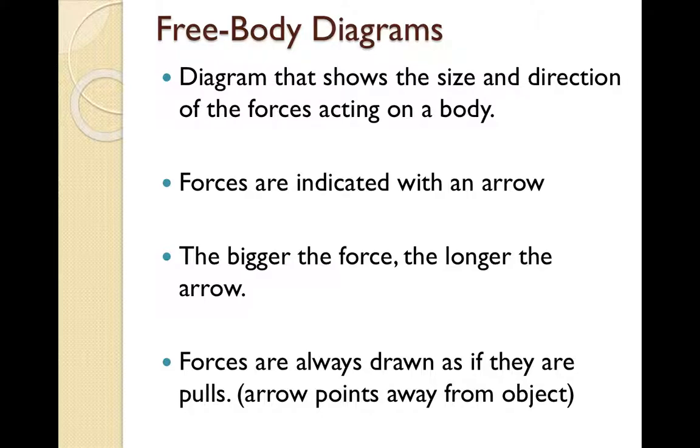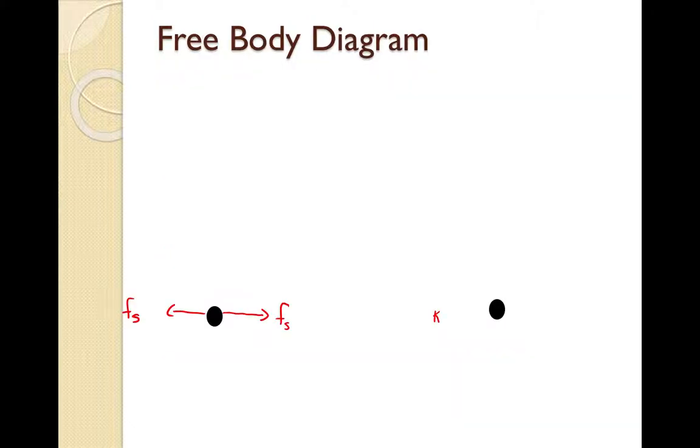And the forces are always drawn as if they were pulls, so the arrows are always pointing away from the object. So sometimes you have to slide the arrow from one side to another based on a picture, but we'll see that in a minute. But the forces on force diagrams always point away from the dot.